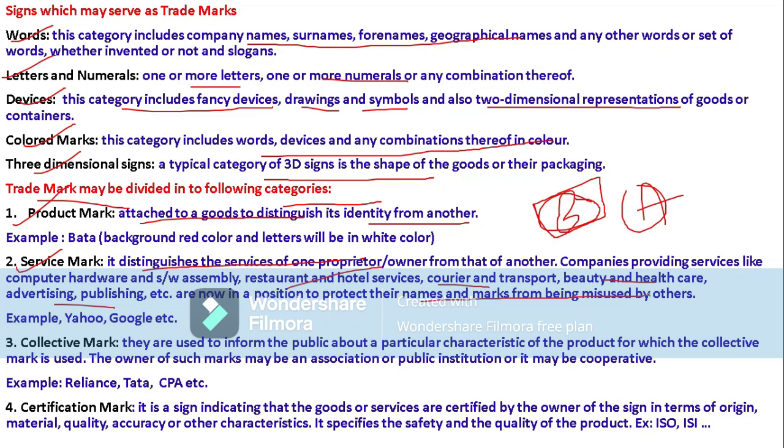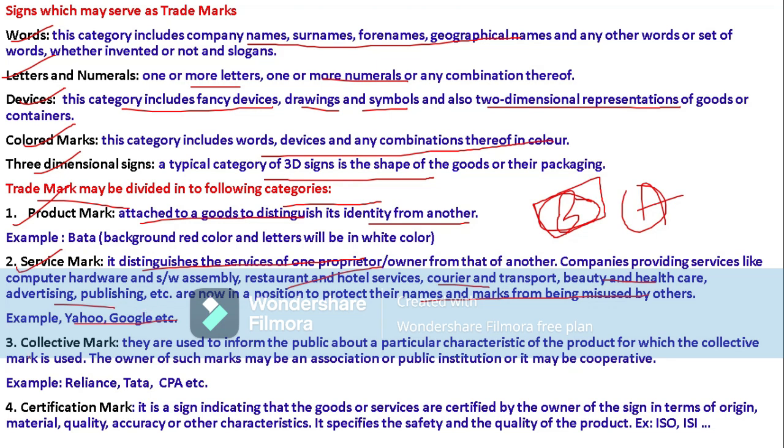Registration of trademarks. As we have product mark, we also have service mark. For example, Yahoo and Google are two search engines. Yahoo has its own type of design and mark. In the same way, Google has its own design and mark.